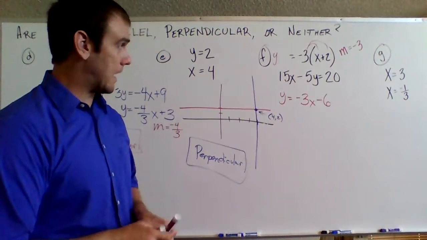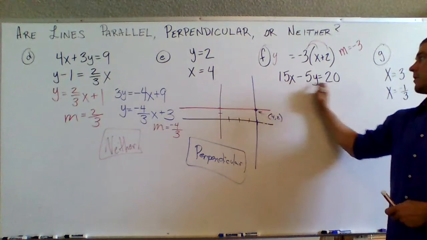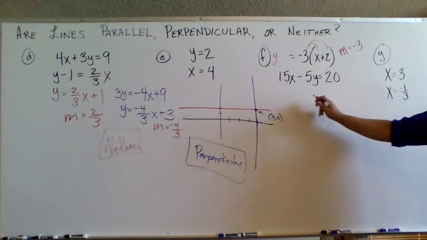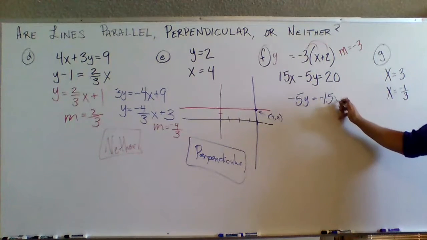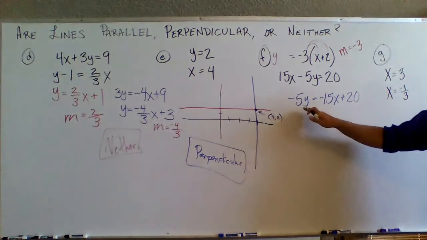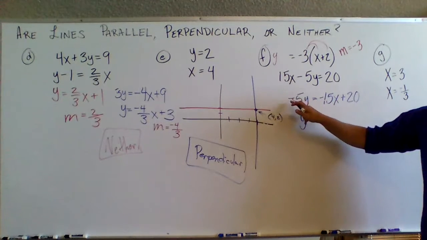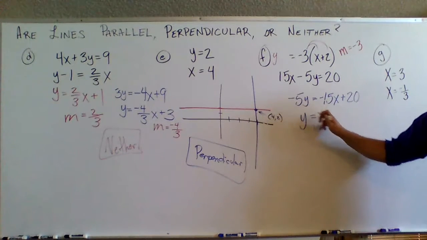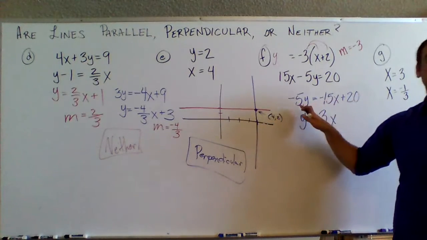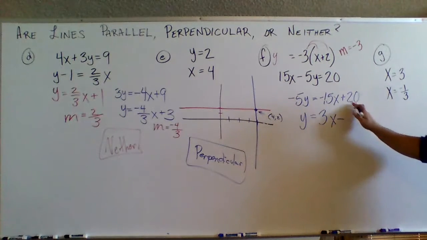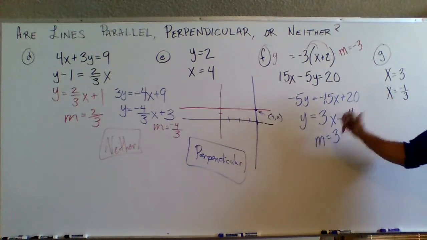Cool, cool. All right, let's do this one then. We've got to solve for y, right? So when I'm solving for y, I'm going to subtract 15x. So negative 5y equals negative 15x plus 20. I'm then going to divide by negative 5. Negative divided by negative makes positive. 15 divided by 5 is 3x. Here I've got a positive 20 divided by negative 5, so it's going to be negative. 20 over 5 is 4. So here my slope is 3.